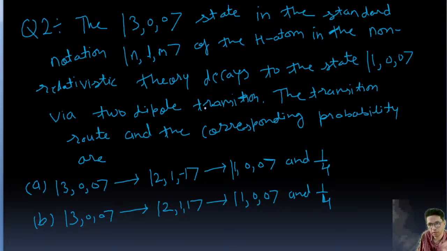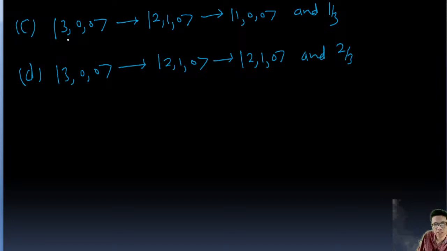The transition route and the corresponding probability are asked. The first option is that 3, 0, 0 goes to 2, 1, -1 and finally to 1, 0, 0 with probability 1/4. The second option goes via another state with probability 1/4. Option C goes via this state with probability 1/3, and option D with probability 2/3.